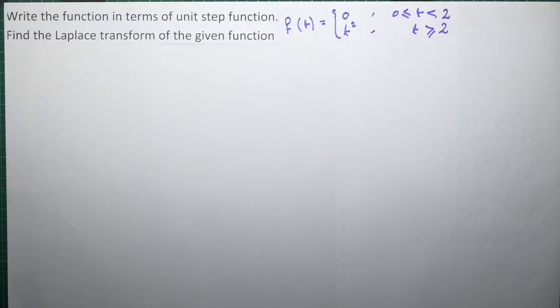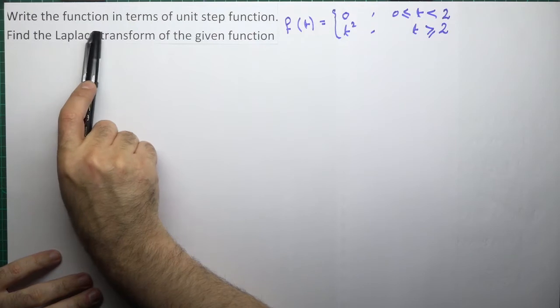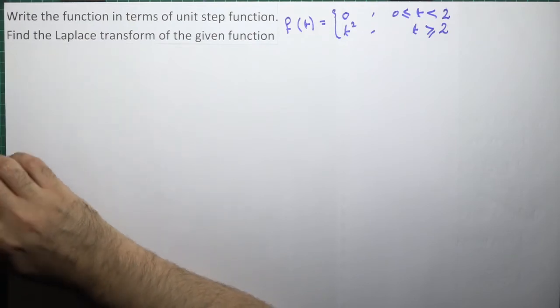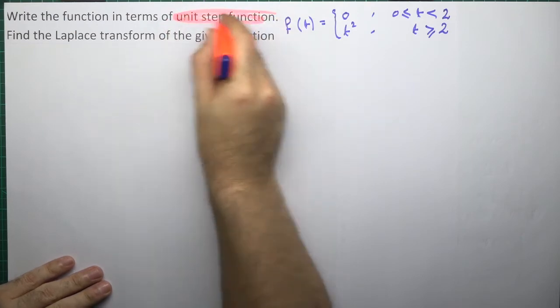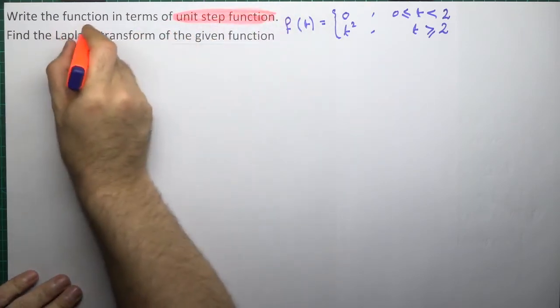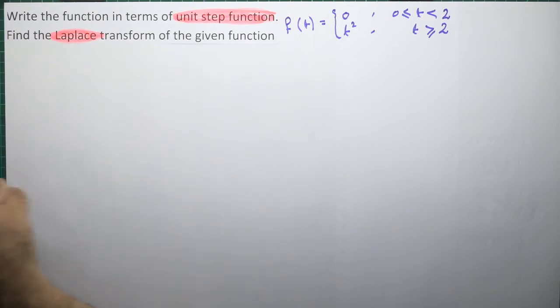في هذا الفيديو سوف نجد شيئين. أولا write the function in terms of a unit step function طبعا، وهذا أو ما يسمى به Heaviside function. والشيء الثاني هو to find the Laplace transform for the resulting function or for the given function.